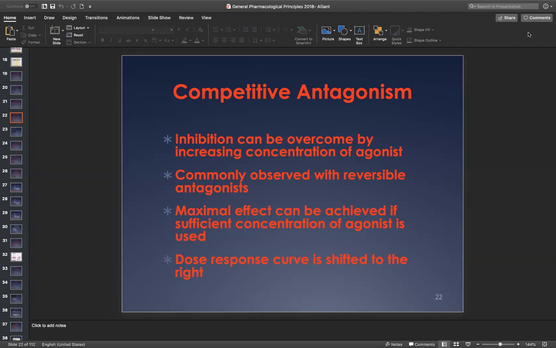With competitive antagonism, we're talking about two drugs that are interacting at the same receptors. Remember that we have a finite number of receptors and the drugs are going to bind to them. Typically with competitive antagonists, even with the drugs that bind tightly, they still release. Think about going to a family reunion. There are, let's say, 10 people in the room. You go up and hug Aunt June, she smiles, she feels good, and you release her.